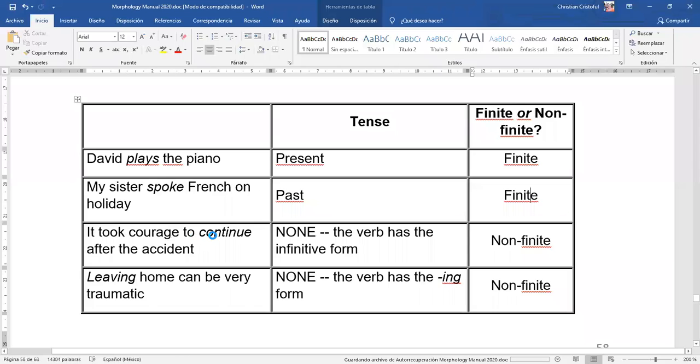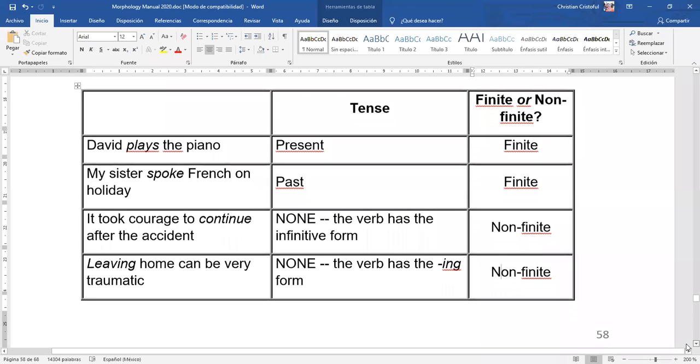It took courage to continue after the accident. To continue is an infinitive form. It's the base form with to, a to infinitive form. So it's a non-finite verb. Leaving home can be very traumatic. Leaving is the ing form. It's not present or past. We go into the non-finite verbs.